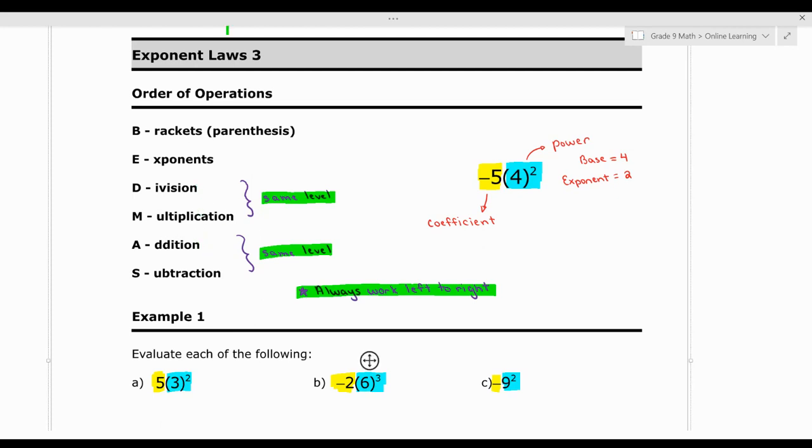And then on the side, just to clarify, if you had something like this, so minus 5 times 4 to the power 2, just to remind you that the number in front that's being multiplied, that's known as the coefficient. And then this power, we're talking about a base of 4 and an exponent of 2.